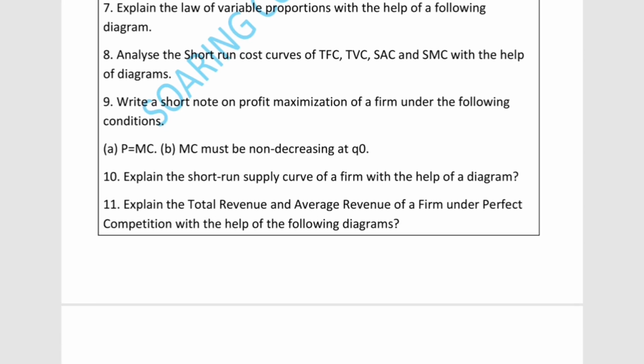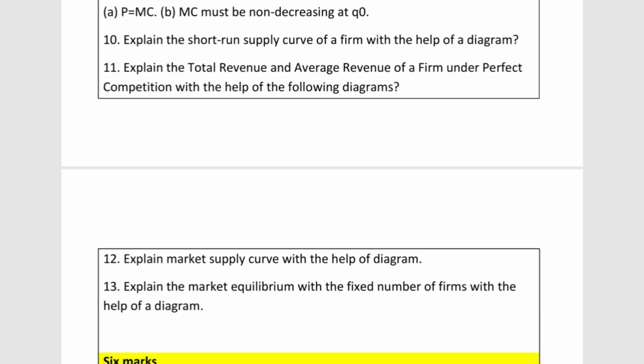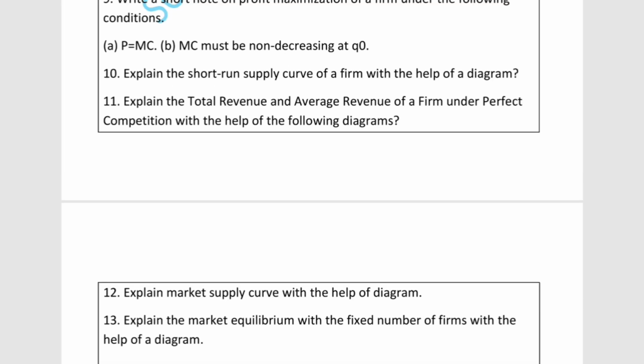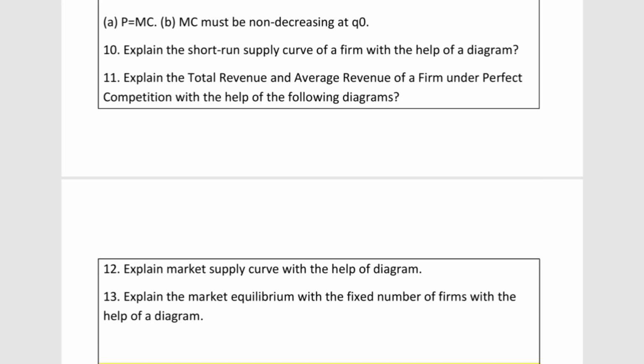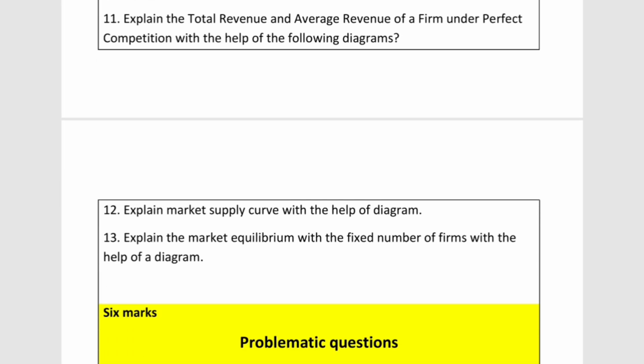Okay. The next question: explain the total revenue, average revenue of a firm under perfect competition with the help of a diagram. The next question from the theory under perfect competition is explain the market supply curve with the help of a diagram. Okay. So in these four questions, definitely one question is going to be raised for your midterm examination. Please do prepare these four questions. Under these four questions, definitely one question will be asked for the annual examination also, and also for your midterm examination. Okay. So the next chapter we have is market equilibrium.